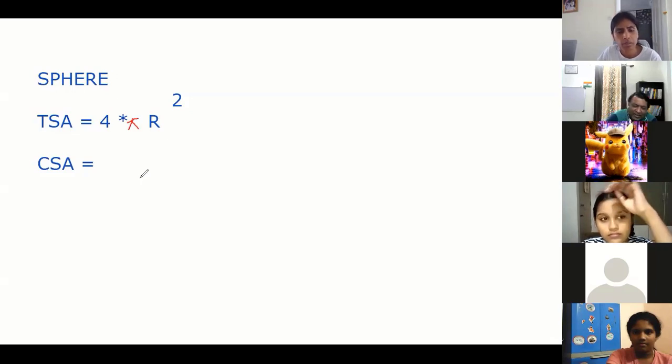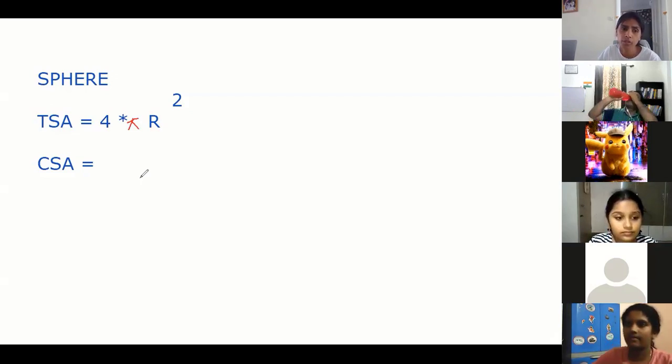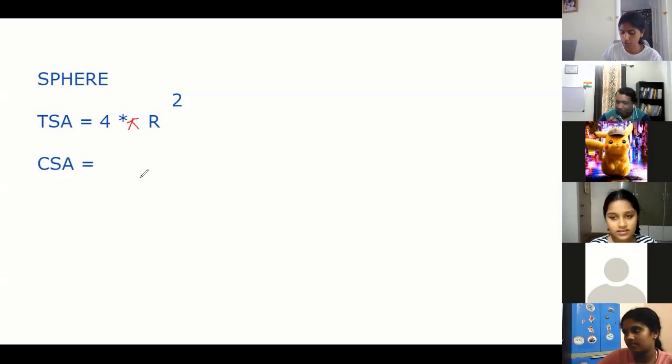It was practically found, and proven, that it is always 4 times the area of a circle. The sphere's surface is 4 times the area of a circle. Sir, I guess CSA is 4 into pi r cube. First thing, area can never be in cube. Area will be in square. Area is a 2-dimensional thing, right? Square.